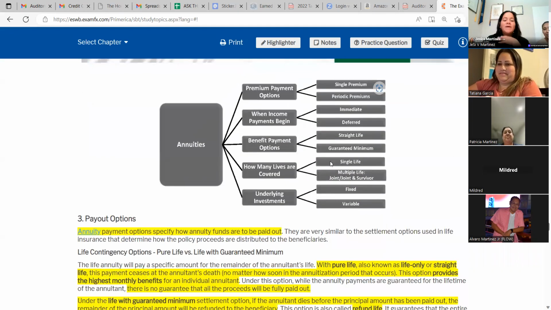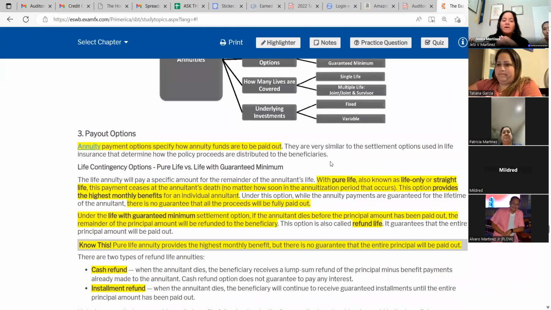Okay. So payout options, the annuity payment options specify how annuity funds are to be paid out. Like we discussed, on the payout period, you can tell the company how you want to be paid out, how often, how much you want, and things like that. Pure life annuity provides the highest monthly benefit, but there is no guarantee that the entire principal will be paid out. So like the graph was saying, if you happen to die too soon, something happens to you, the annuitant, like that investor or a new company, they will keep that money, right?